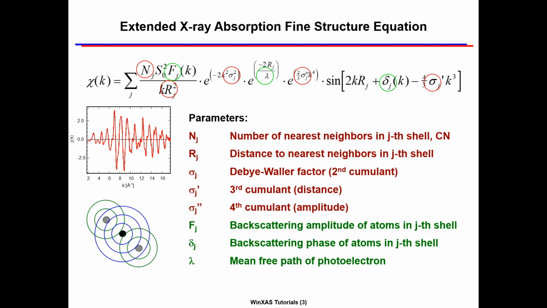This is the EXAFS function commonly used to calculate a theoretical EXAFS chi of k. As briefly mentioned in a previous tutorial, this function requires 2 sets of parameters. One set corresponds to the model structure, and those parameters are varied in the refinement procedure. The other set corresponds to the scattering behavior of the various atoms in the model structure and needs to be obtained from either theoretical calculations or experimental reference spectra.